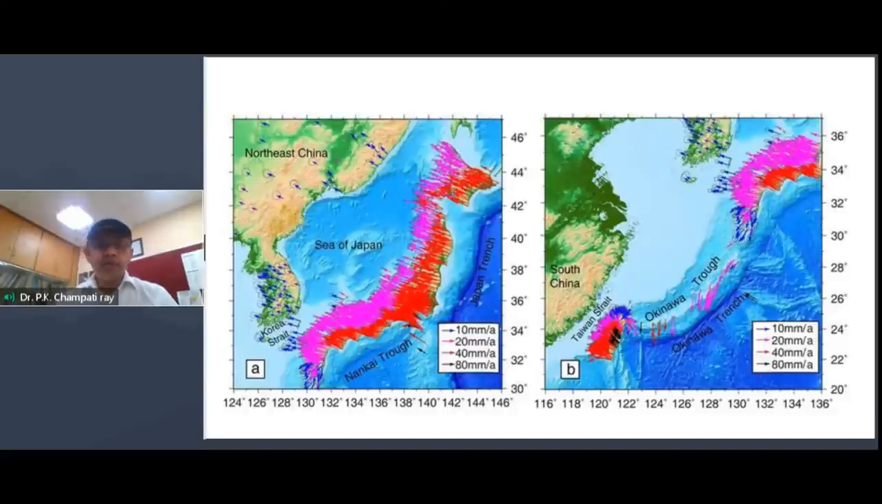Again, to take you towards Japan, you can see how the movement is taking place. Japan is one country which has a large number of installed GNSS receivers.